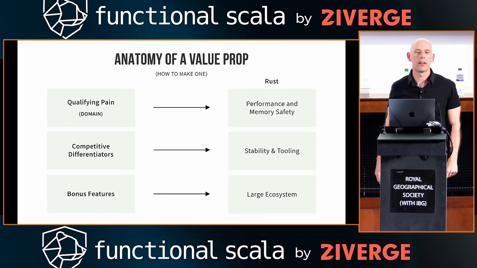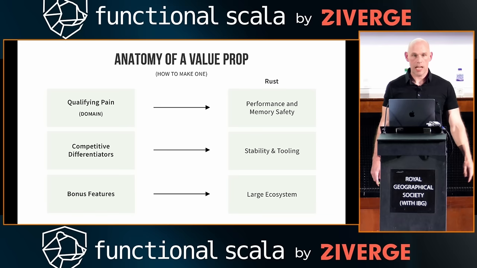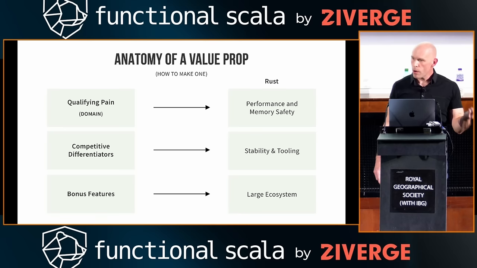But an arrow, a value prop that's pointing in that direction, gives guidance. Once we know Scala is supposed to be up there, that's where Scala should be, then suddenly we can say, is this language feature the right one or not? Is this build tool the right one or not? Is this library the right one or is it not?